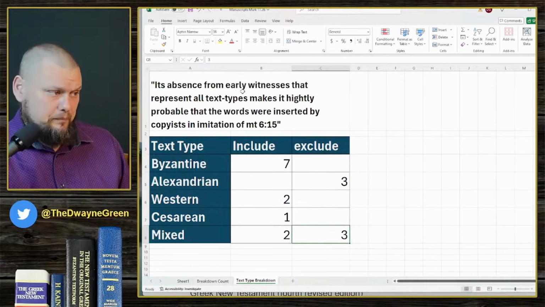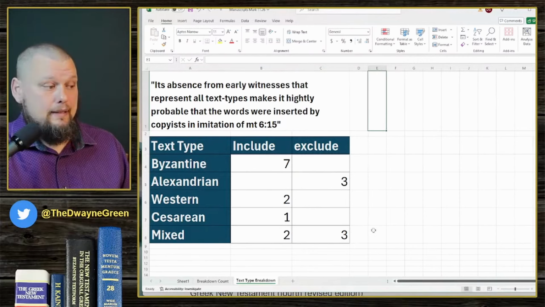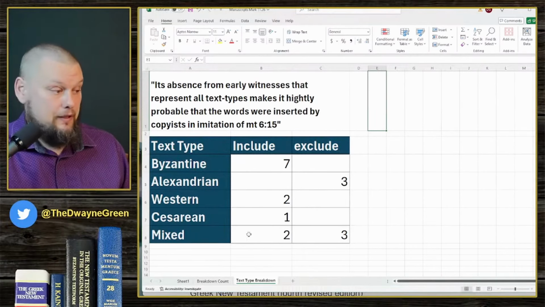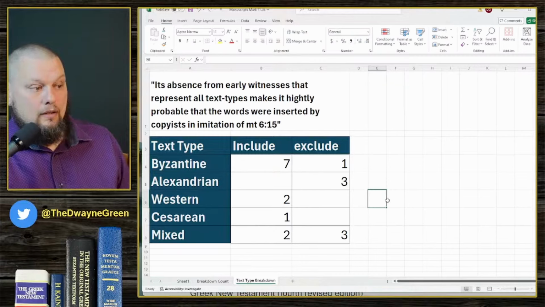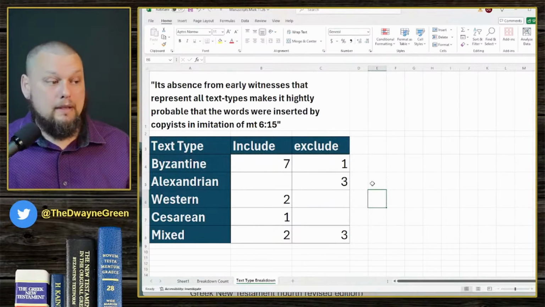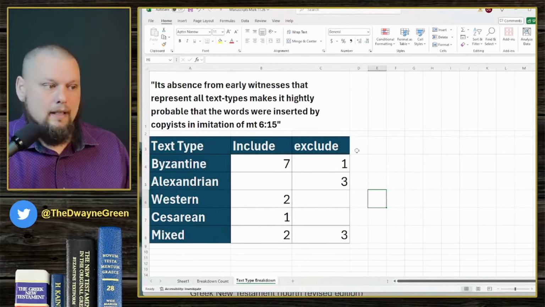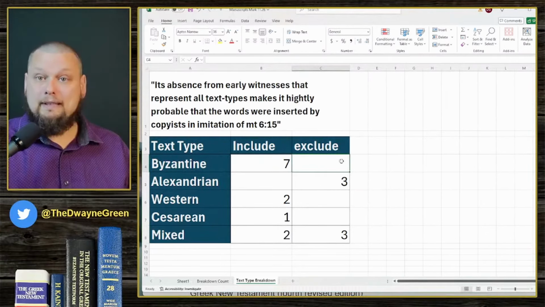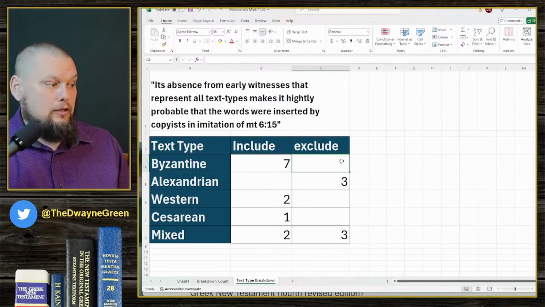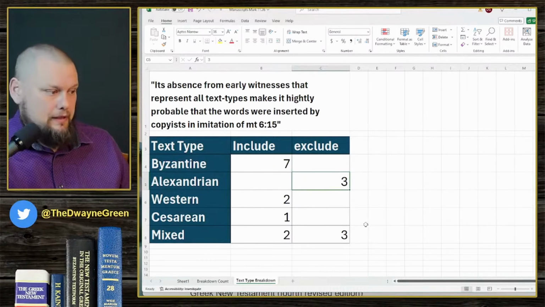Now, remember, he says early witnesses. Okay, what does Bruce consider early witnesses? If we consider the 11th century Byzantine manuscript as an early witness, we could put 1 down for the Byzantine text. But in all honesty, is an 11th century manuscript considered early? I would have to say no, especially if they're considering Sinaiticus and Vaticanus early. Certainly they are considering those two early. So I don't think it's fair to add that into the early manuscripts. So we're left with 3 Alexandrian manuscripts excluding it and 3 mixed.